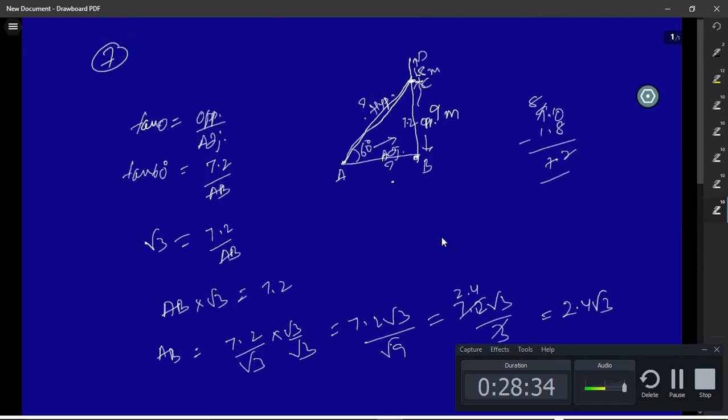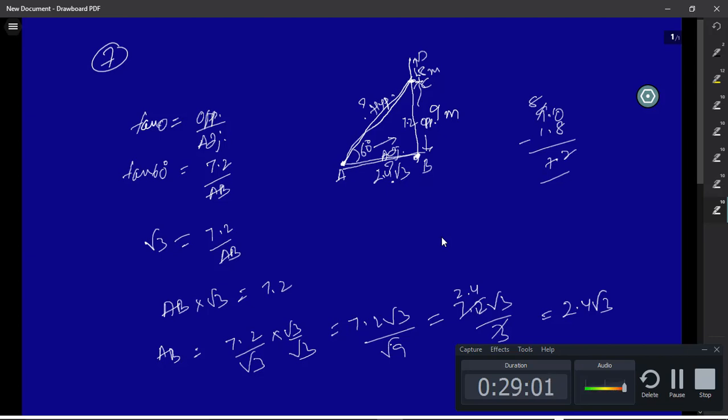2.4 root 3. So the value of AB is 2.4 root 3, which means the distance between the foot of the ladder and the foot of the pole is 2.4 root 3 meters. Now let us find out AC. AC I can find out using two methods.